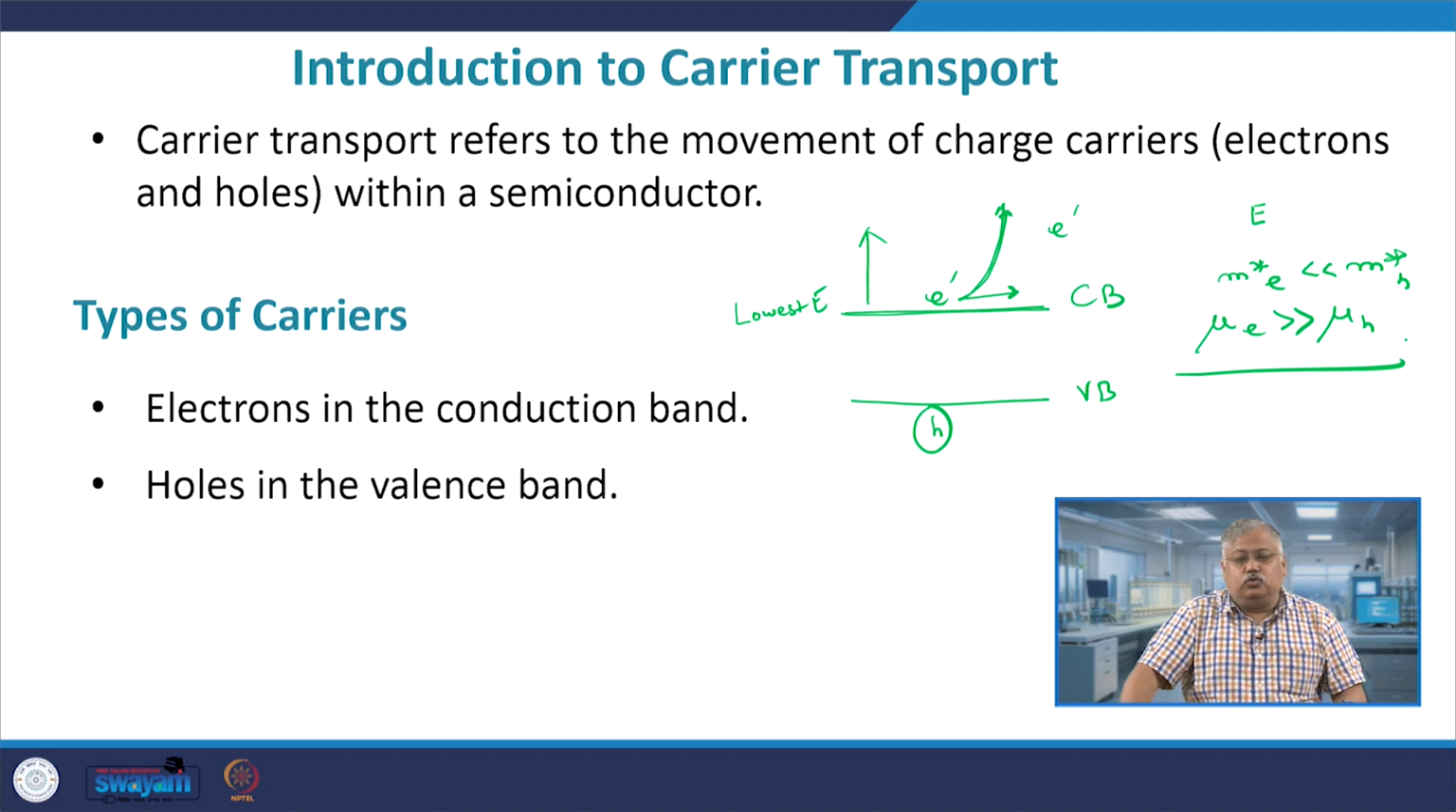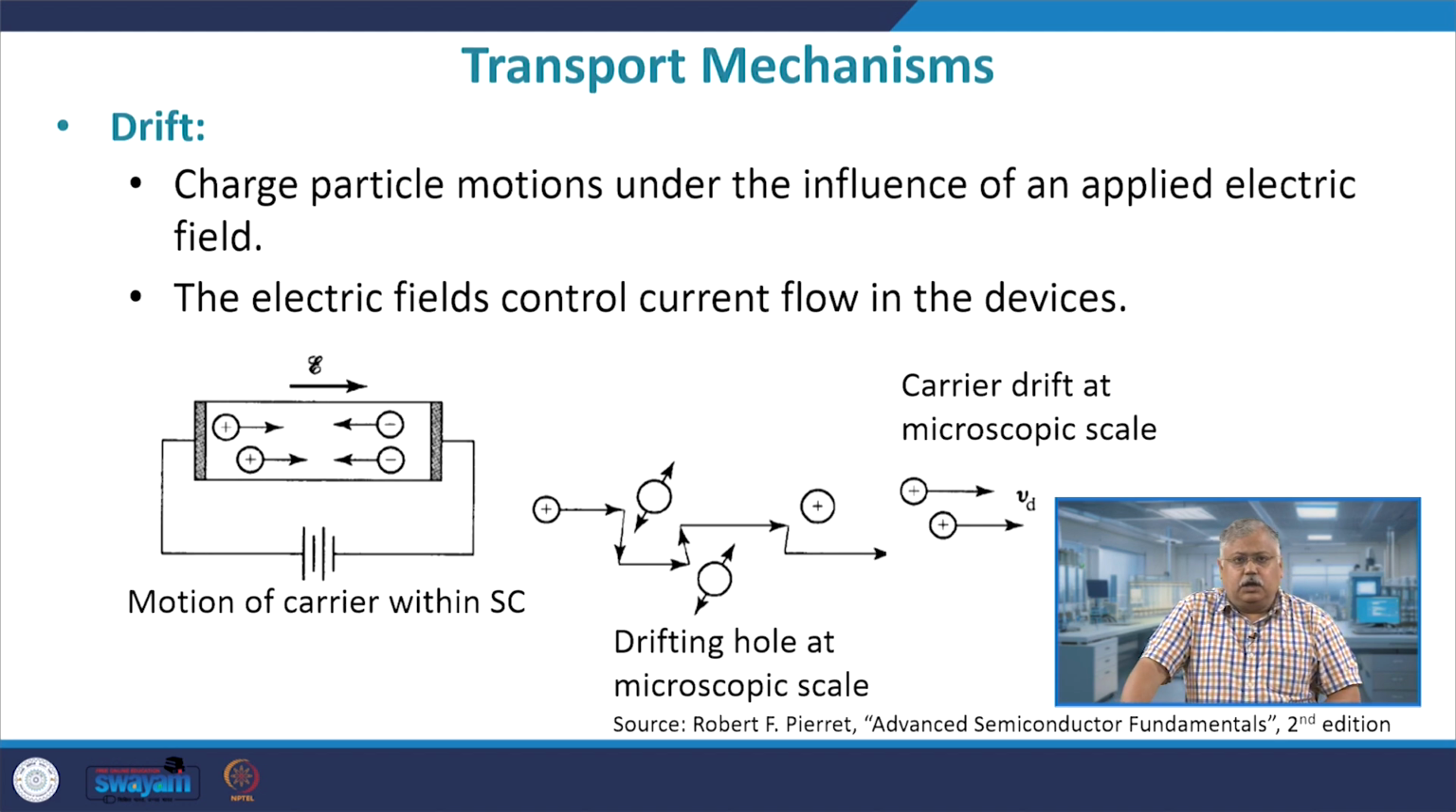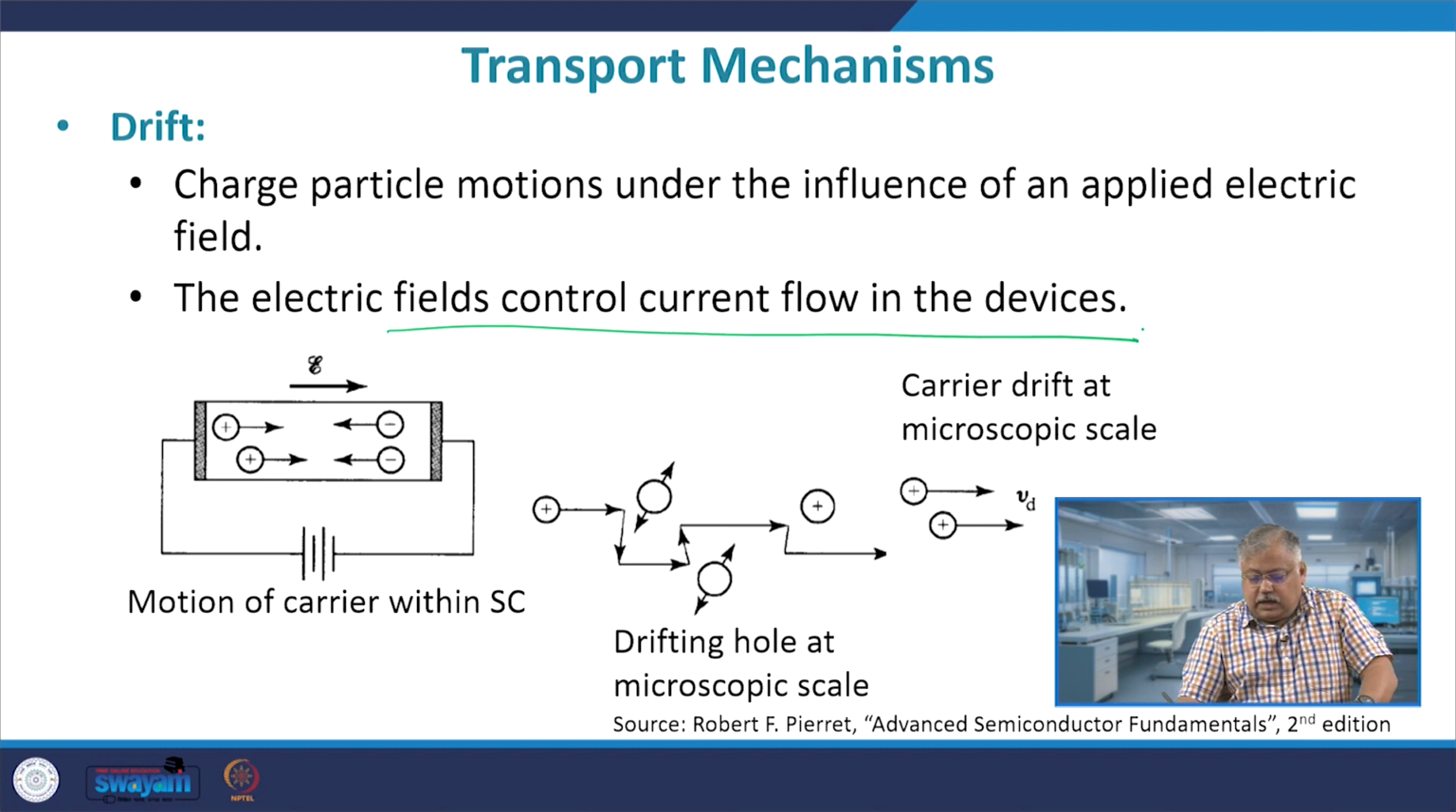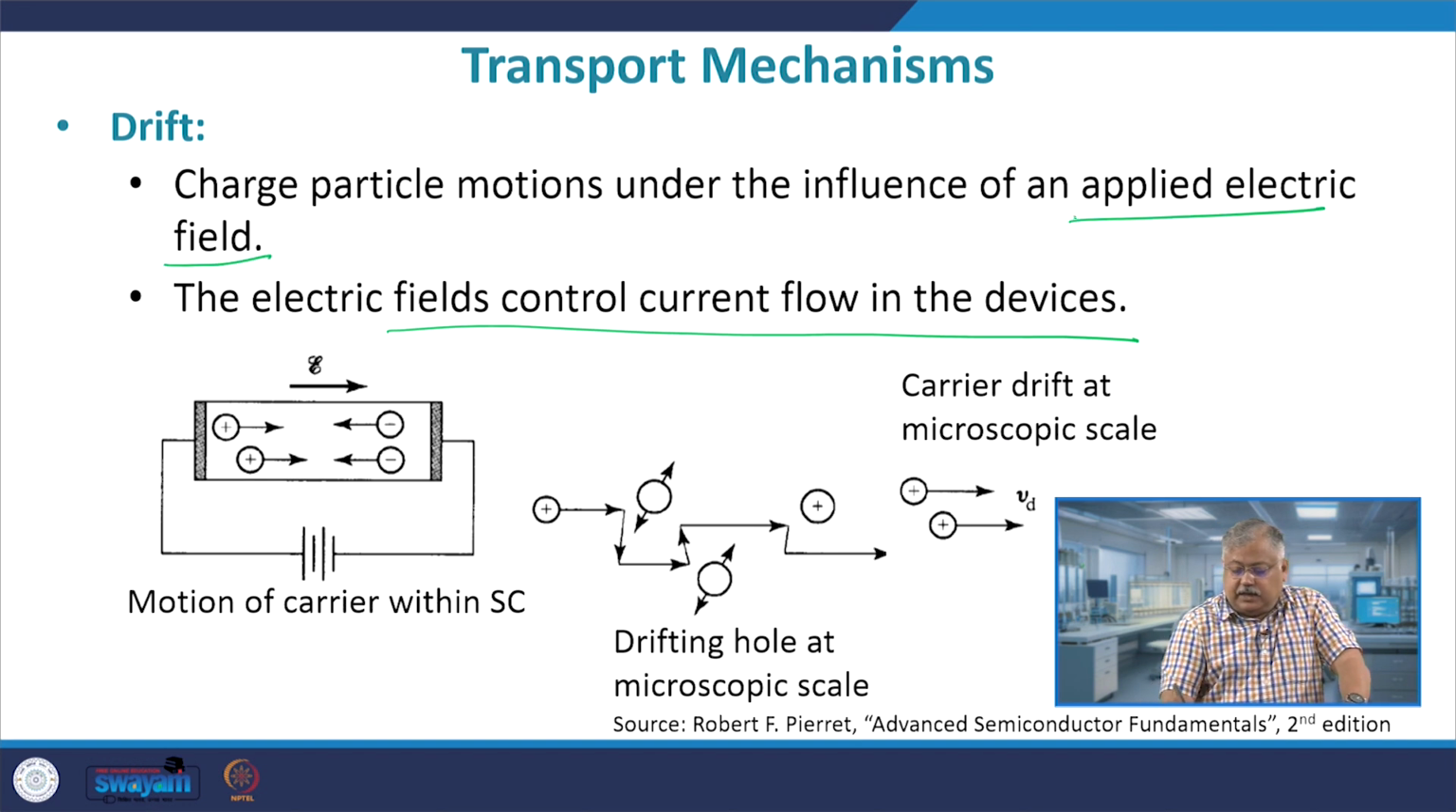Just keep these two basic entities in mind for the functionality of the carrier transport. With this, let me come to the drift. We already know this. I will quickly go through the concept here: if you have an electric field present, it will control the flow of the current in the devices. Therefore, the charged particle will move under the influence of an applied electric field, right? Under the applied electric field, there will be a flow of charge carriers, right?